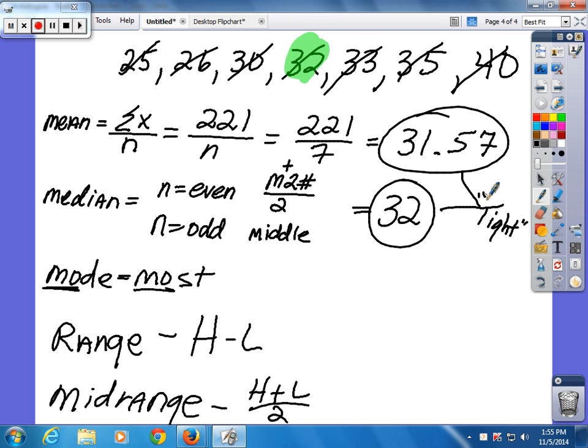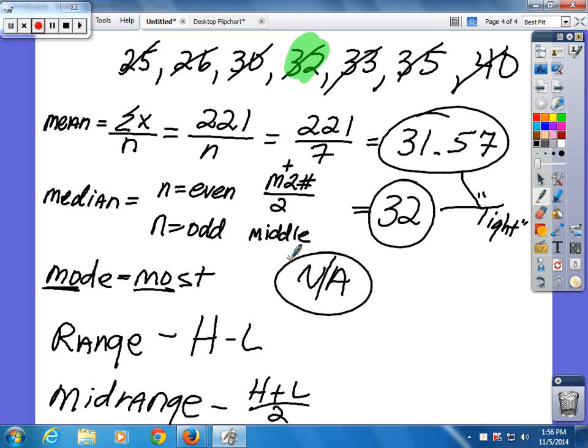Most don't have one, so you put NA. What does NA mean? Non-applicable. Do not put 0, because some teacher will go, oh, you put 0. 0's not even in the data. Don't put 0. Put non-applicable, or does not exist, or they ain't there. Put words. Don't put a number like 0, because that will be wrong.